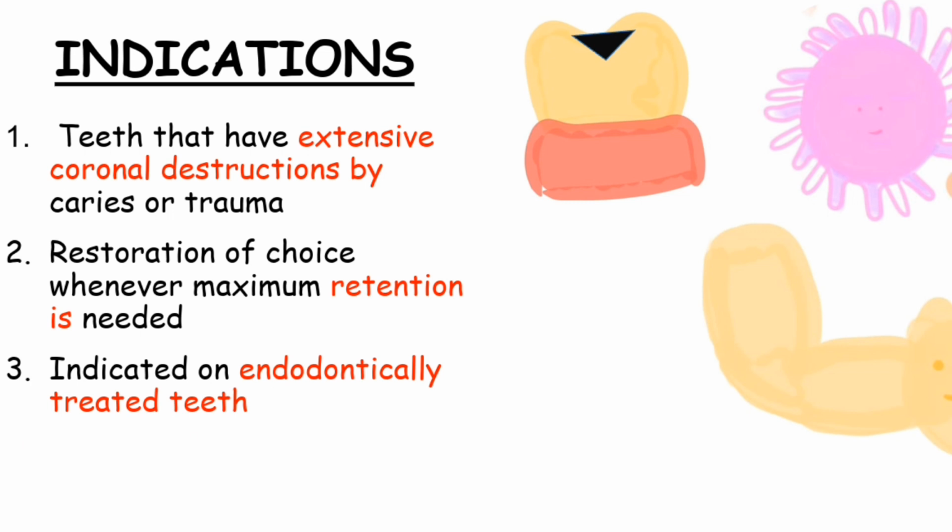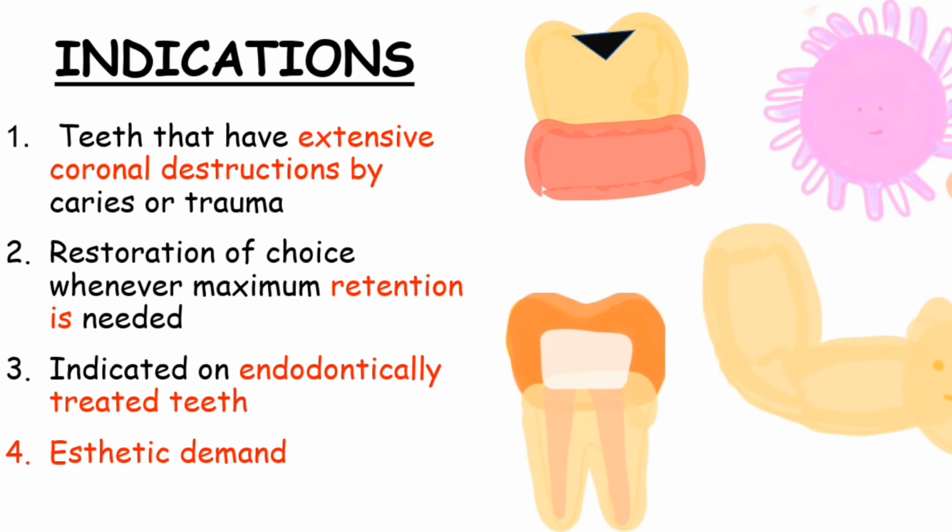It is indicated on endodontically treated teeth. In case of RCT, a large amount of tooth is removed, so in this case the only crown we can provide to the tooth is a full veneer crown. The last one is very important, that is aesthetic demand. Aesthetic demand is met in case of crowns like porcelain fused to metal and ceramic fused to metal, okay? Not in case of gold and metal alloys, because gold and metal have inferior aesthetics as compared to ceramic and porcelain fused to metal.